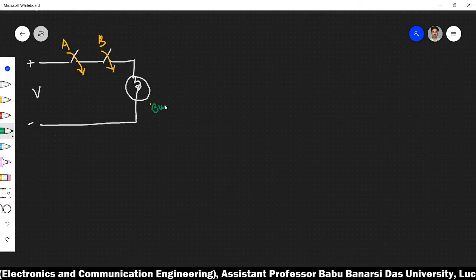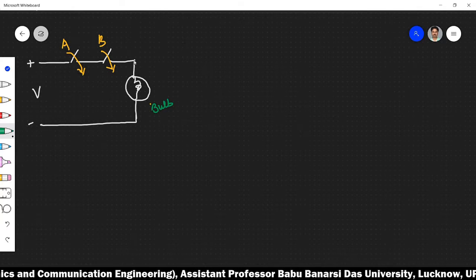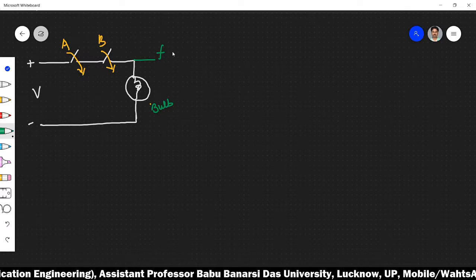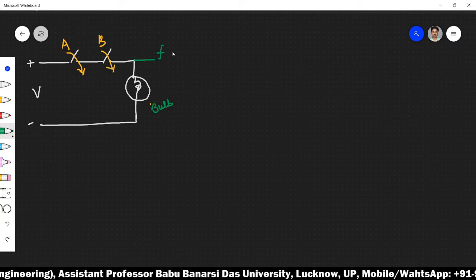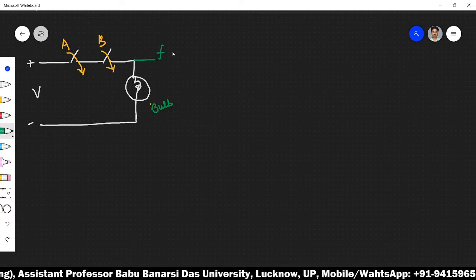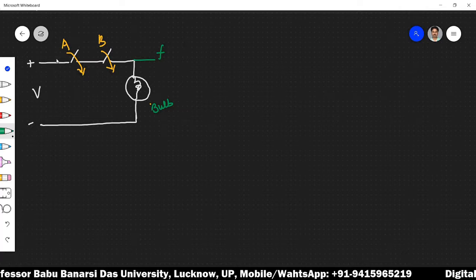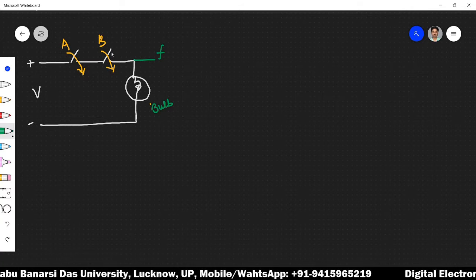This is bulb, and the glow of bulb will be represented by the function f. If bulb glows, then it will be 1, and if bulb does not glow, then it will be 0. And of course the glow of bulb will depend upon the position of A and B.